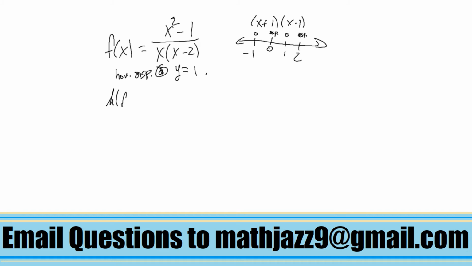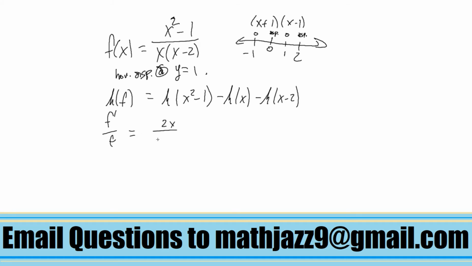So ln f equals ln(x squared minus 1) minus ln x minus ln(x minus 2). That's not so bad. We just use the properties of logarithm. Multiplication becomes addition. Division becomes subtraction. So since we're dividing by x and dividing by x minus 2, that becomes minus ln x and minus ln(x minus 2). Just do that. Take a derivative. We get f prime on the top, f on the bottom, equals 2x over (x squared minus 1) minus 1 over x minus 1 over (x minus 2).